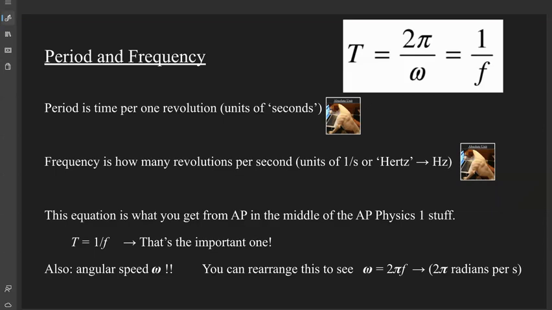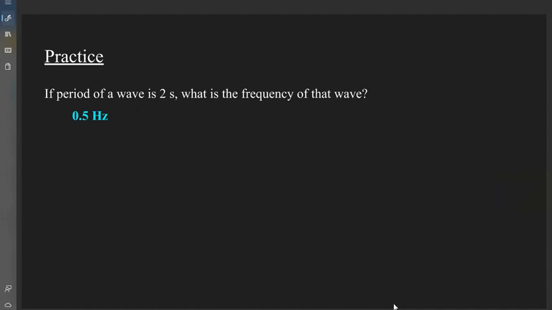So make sure that you can rearrange this angular speed to get 2 pi f. Because f is in seconds, f is in 1 over seconds, or hertz, Hz. And yes, there's a lot of jokes to be made there, and I will be making those jokes, so don't you worry. All right, we have ourselves a practice question here.